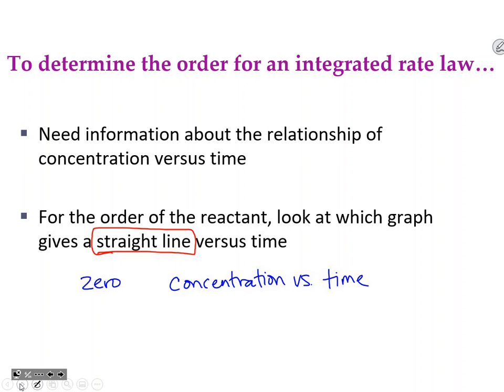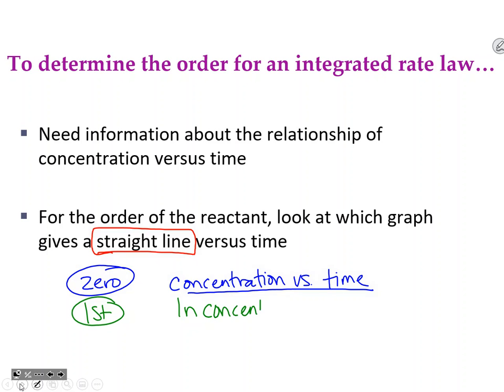If this one gives you the linear relationship, it's going to be zero order. Now, for first order, it's going to be the natural log of the concentration versus time. If the natural log of the concentrations versus time gives you the straight line, then the order of the reactant is going to be first order.